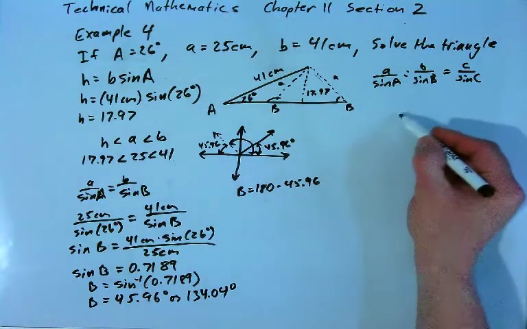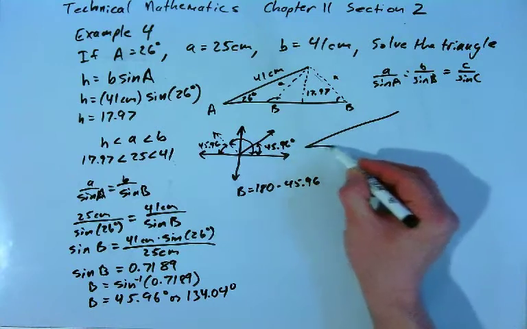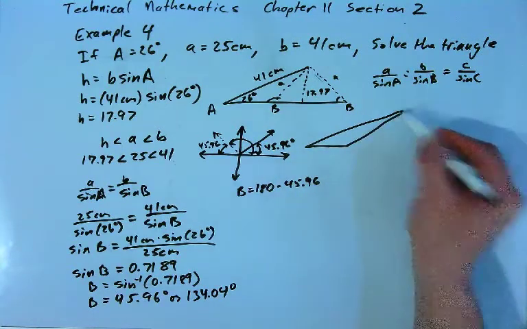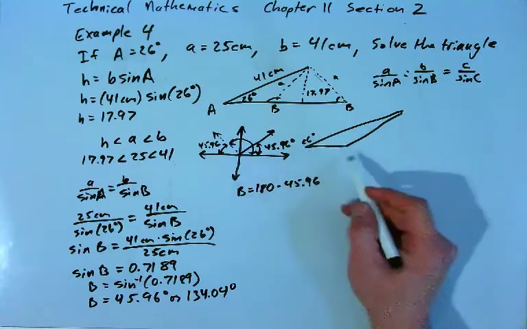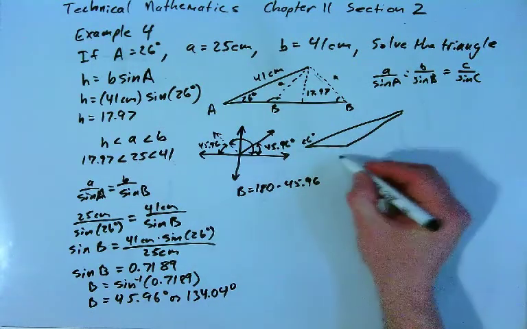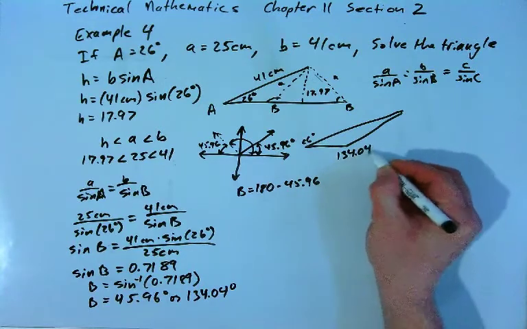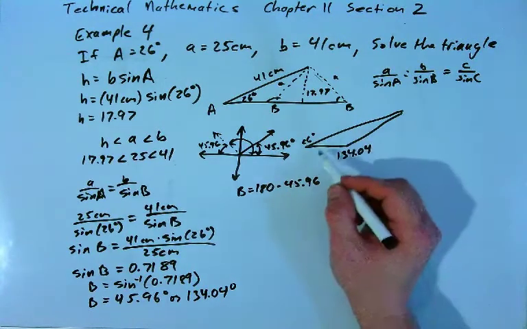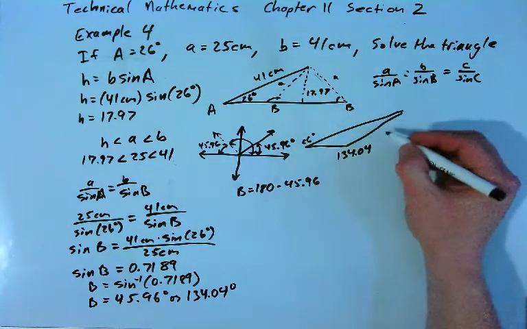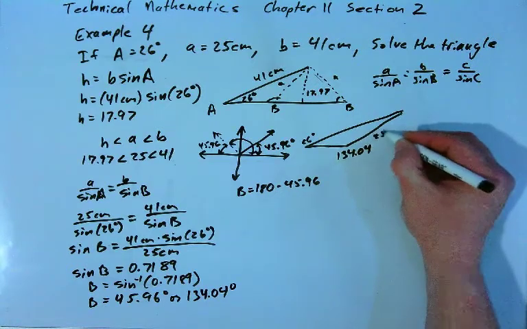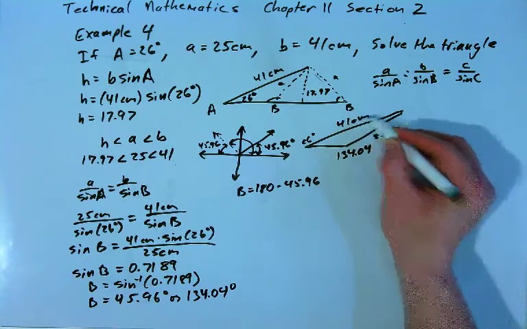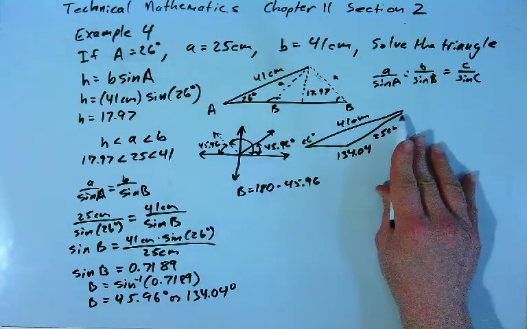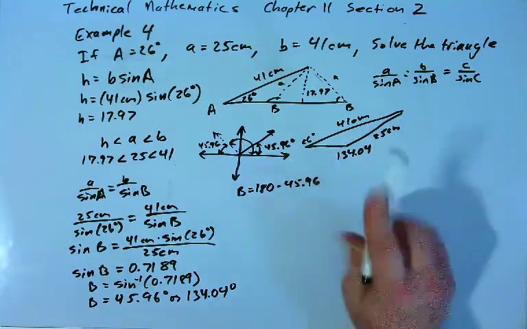So there's two different possible solutions here. We have an angle that looks like this, where again this is 26 degrees, this angle. This angle B is the obtuse, 134.04. And side A is 25 centimeters, and side B is 41 centimeters. This is one of the possible solutions. I still don't know angle C yet or side C.